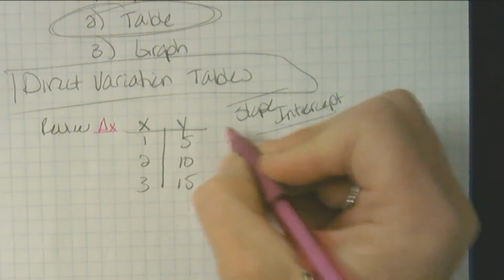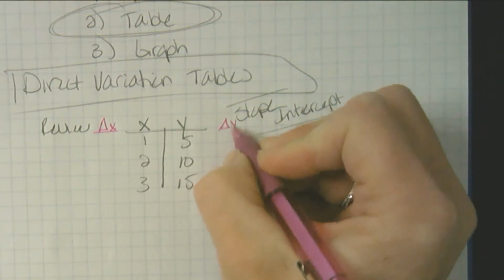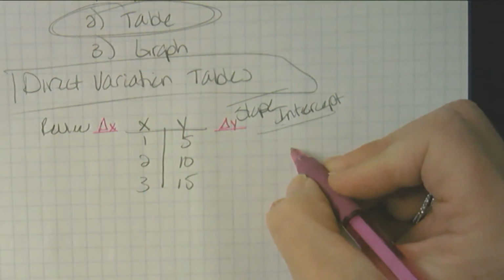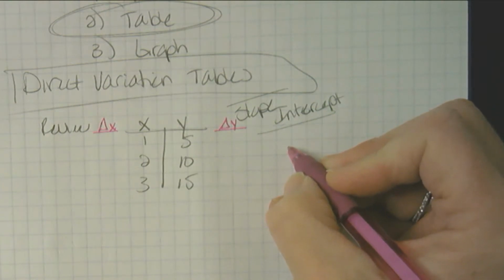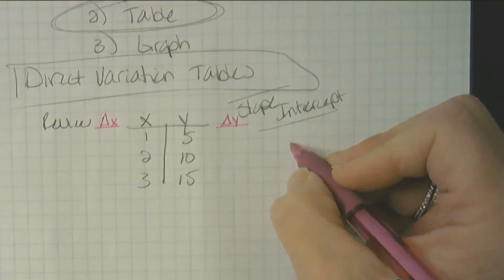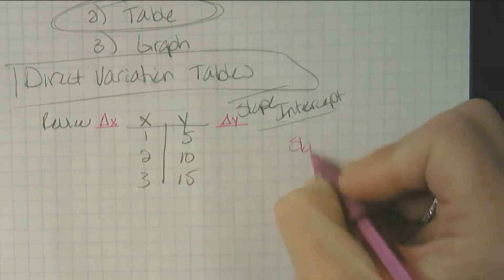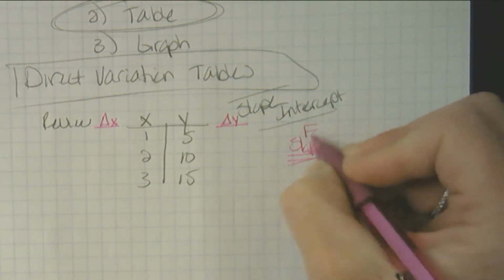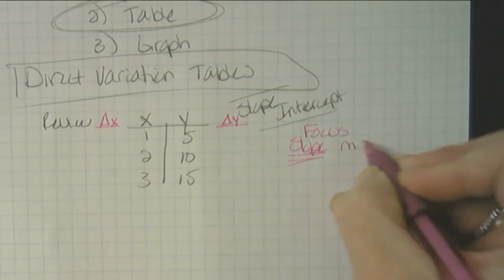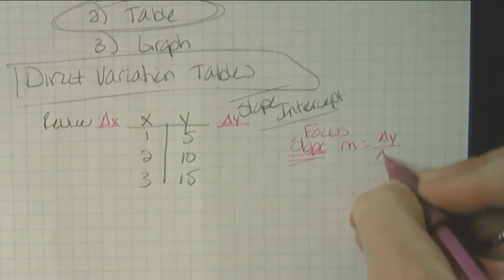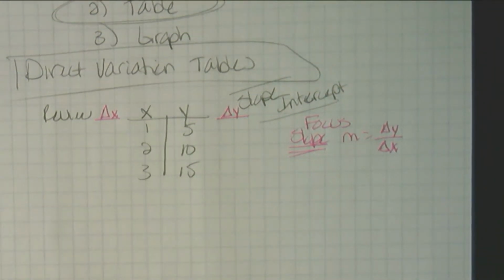So change in x, change in y, because what are we looking to determine? And then y, what are we using them to find? We're looking for slope. So this is our focus, our slope. And slope is my change in y over my change in x. How many of you guys remember doing that?